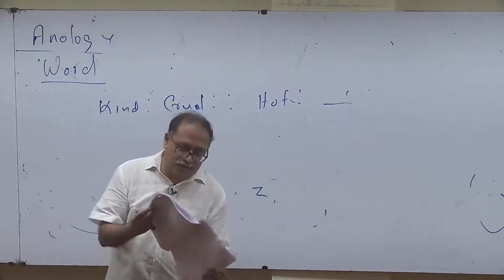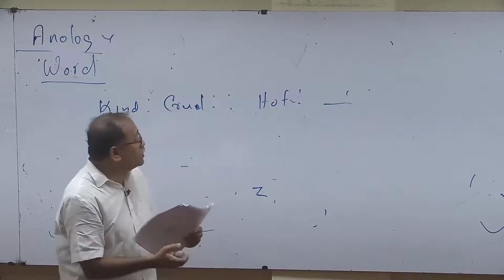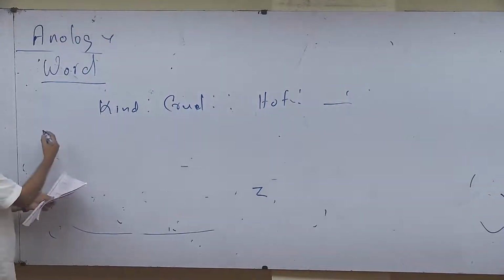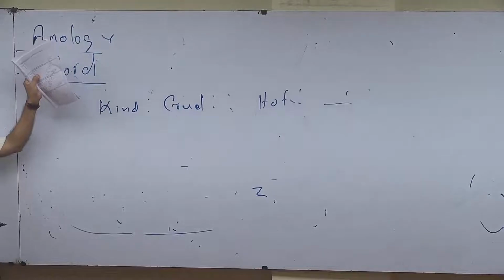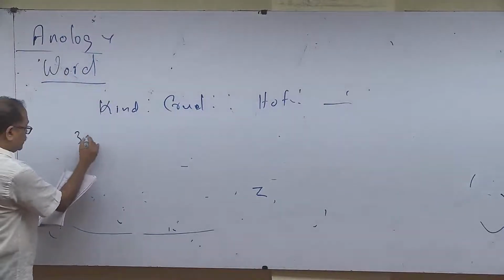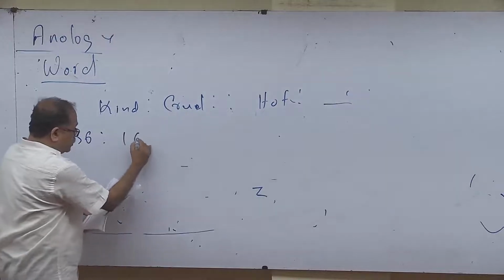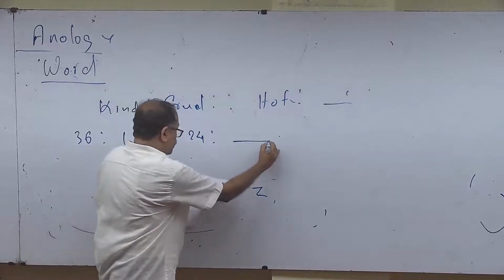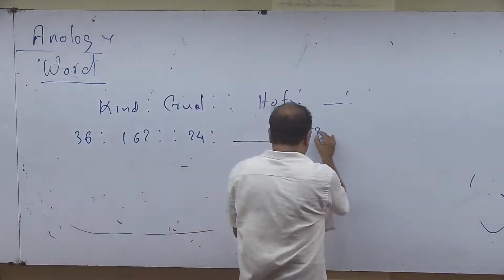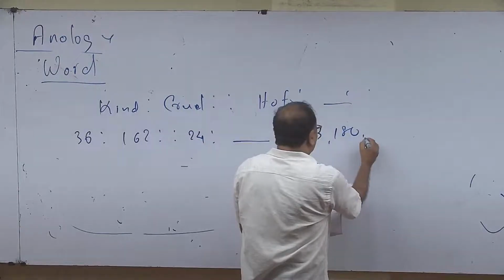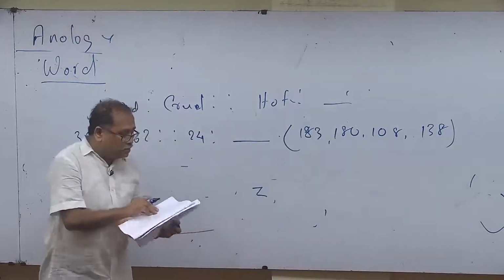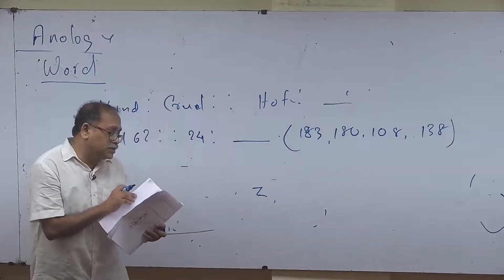So we will discuss many questions like this which were there in previous papers, not only 2020 but for the past 5 years. Now look at the number given here, 2020 SSC-JE. 36 is written as 162, then 24 will be written as dash, and your answers are 183, 180, 108 and 138. Look at this, I am discussing this SSC-JE 2020 paper.